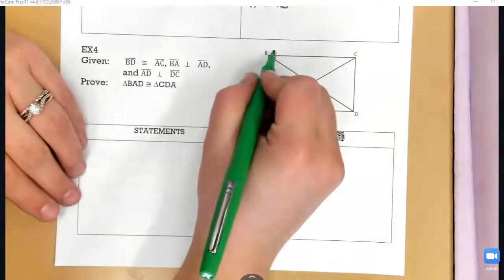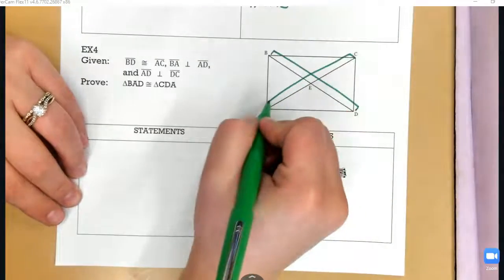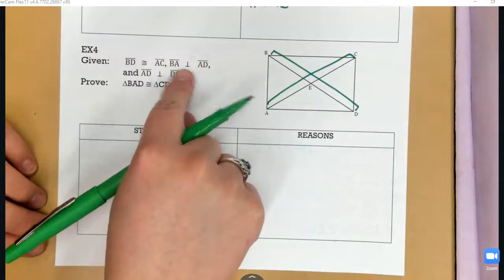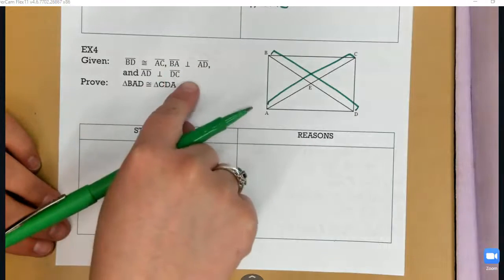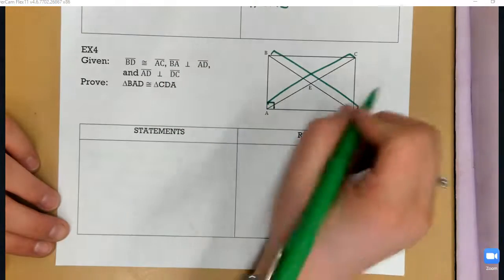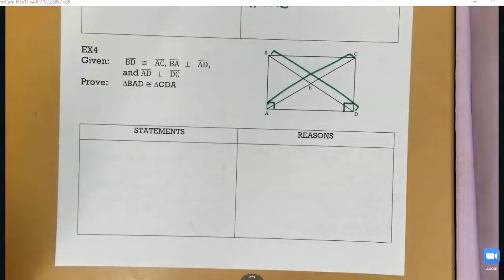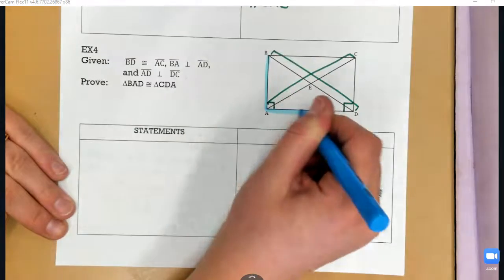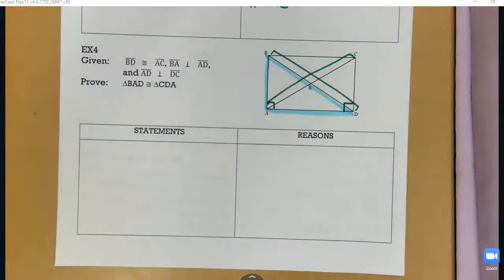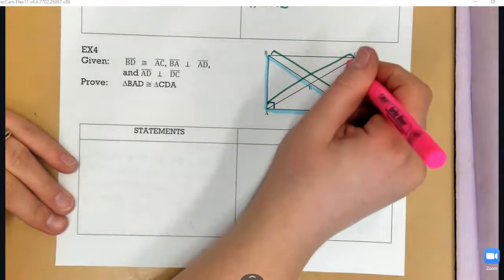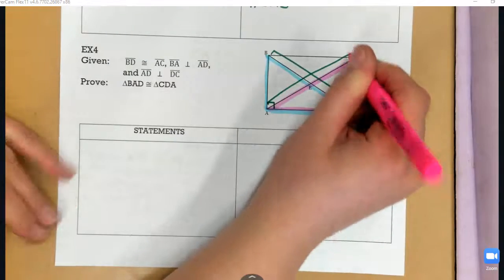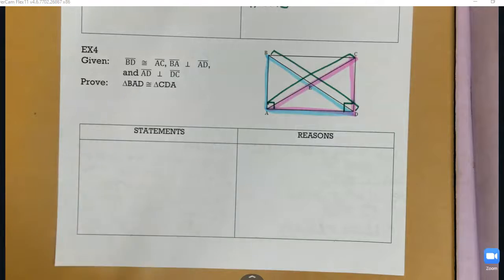Okay, last but not least, BD is congruent to AC. And then we've got that BA is perpendicular to AD, and AD is perpendicular to DC. So that tells me BAD is a right angle, and ADC is a right angle. So I'm asked about triangle BAD, which I'm going to highlight here in blue so we can see it, and triangle CDA, which I'm going to highlight in pink. So looking at those two triangles, I can see that my pink and blue overlap at AD, which means they share that side. It's congruent to itself by the reflexive property.